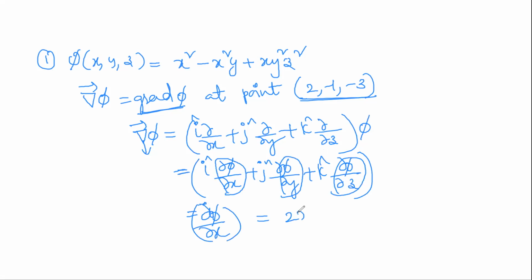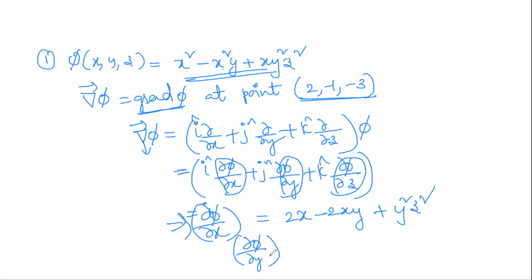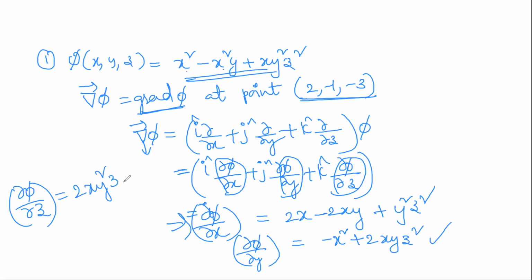Tell me now. 2x minus 2xy plus y squared z squared. Right, from here my function phi is this. So 2x minus 2xy plus y squared z squared, because it is partial differentiation with respect to x. Now with respect to y, what I'll get? Minus x square plus 2xyz square. This is with respect to y. And with respect to z, dou phi by dou z equal to 2xy square z, right? So dou phi by dou x is this, dou phi by dou y is this, and dou phi by dou z is this, right?